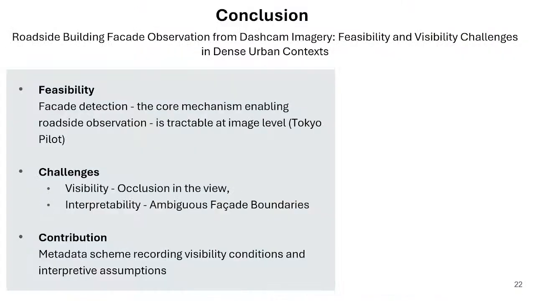So that was most of the work that we have done. And coming to the conclusion, since we wanted to explore the feasibility and the challenges, we concluded that yes, it is feasible to use dashcam imagery to observe building facades. However, there are certain challenges, for example in visibility, where there may be occlusion in the view, or in interpretability, where there may be ambiguous facade boundaries. To address these, we contribute a metadata scheme that could be integrated with the training model that we were using.